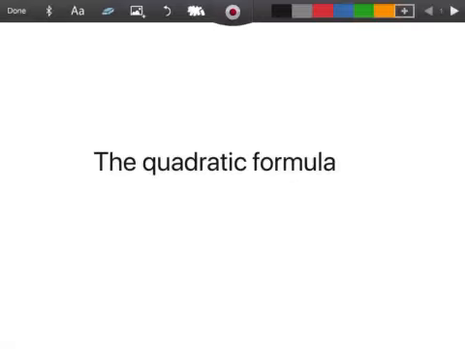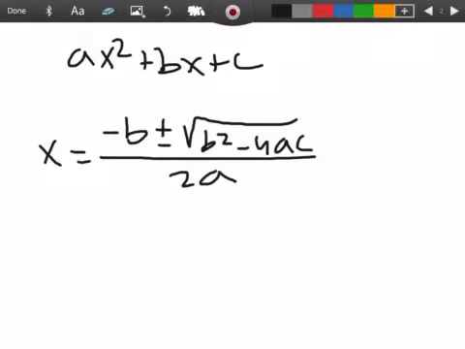Hey guys, in this video I'm going to be showing you how to solve quadratic equations with the quadratic formula. So if we look at this, let's just first learn the quadratic formula. So we have the quadratic equation right here. And then we have the quadratic formula right here.